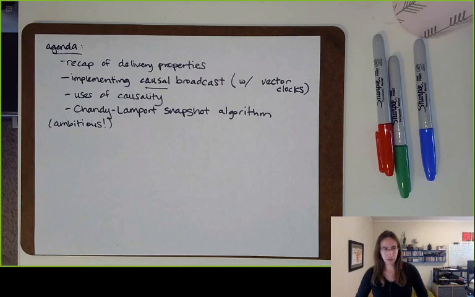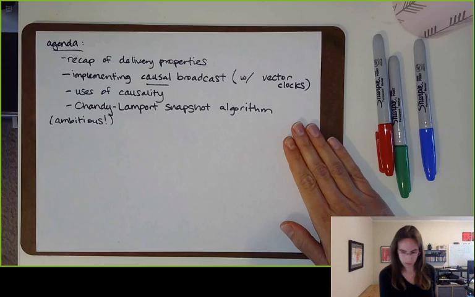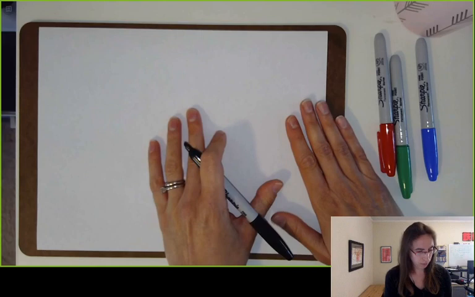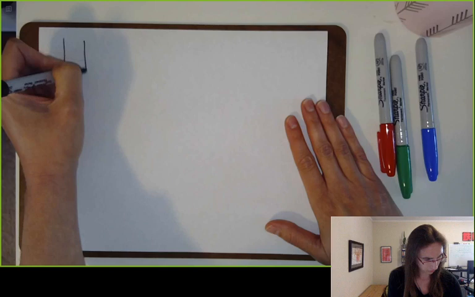All right, so let's jump right in. We're going to recap the delivery properties that we talked about last time. I'll start a new page for this because I think we're going to need a lot of room. So we talked about three different properties. One of them, if you recall from last time, was called FIFO delivery, or first in, first out delivery. And here's a picture of a violation of FIFO delivery.